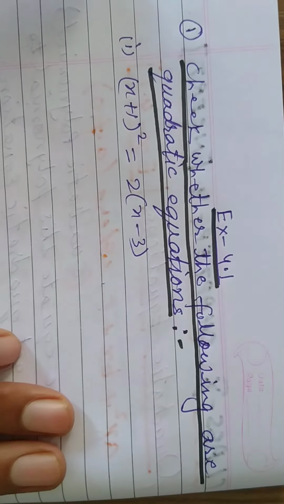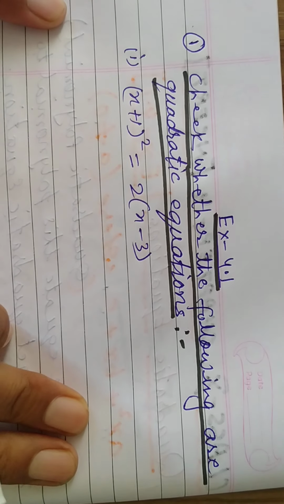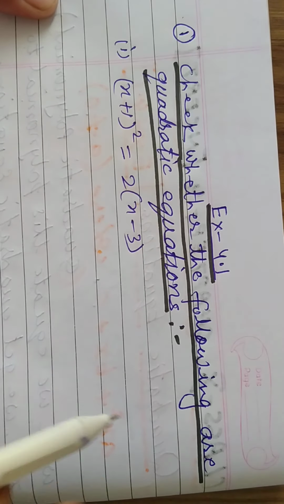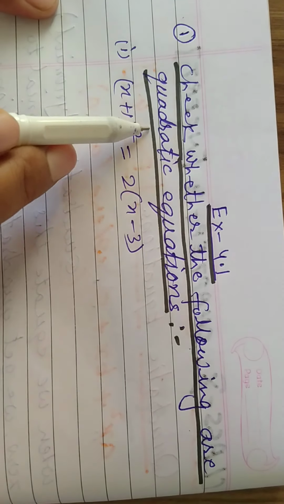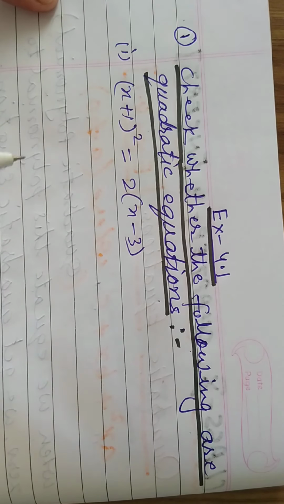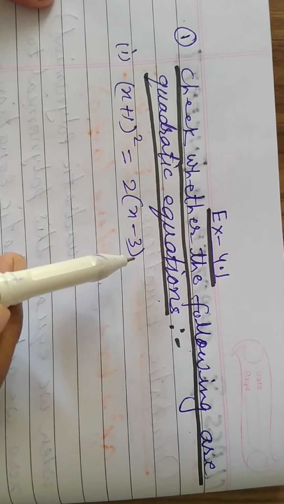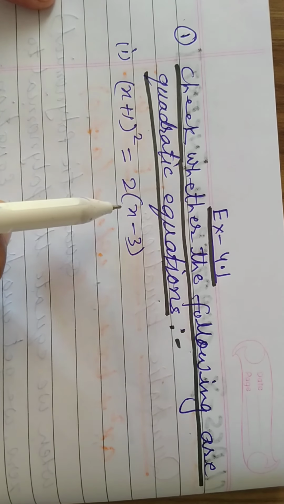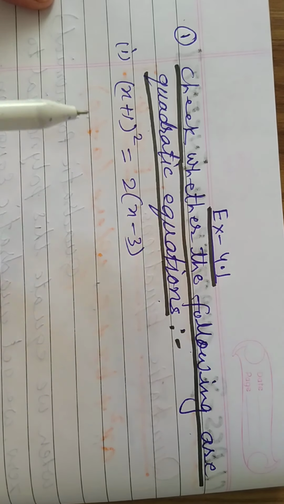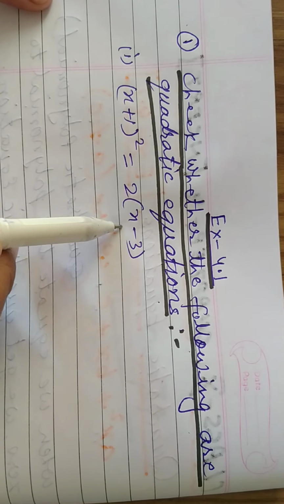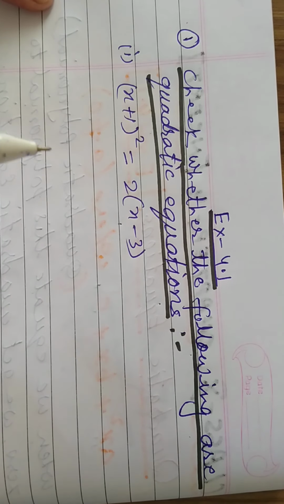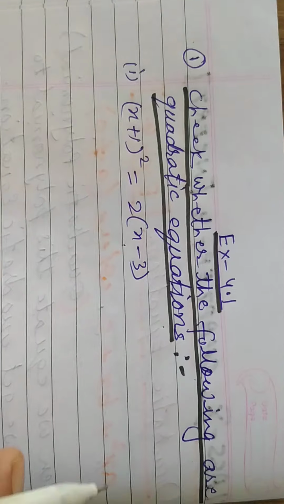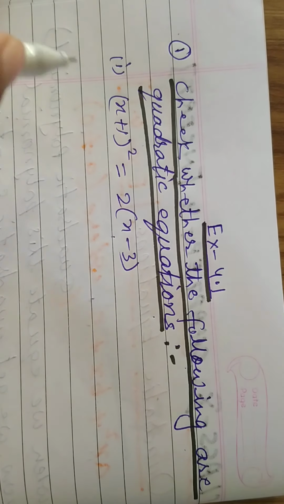Now we will start exercise 4.1. Check whether the following are quadratic equations. In this exercise, we have to check whether the given equations are quadratic equations or not. So first we will solve the first question.